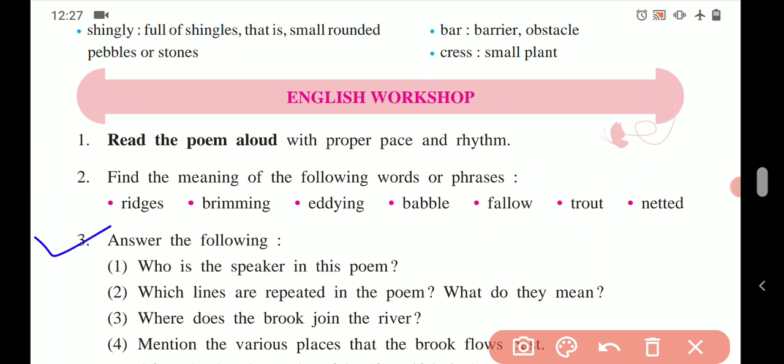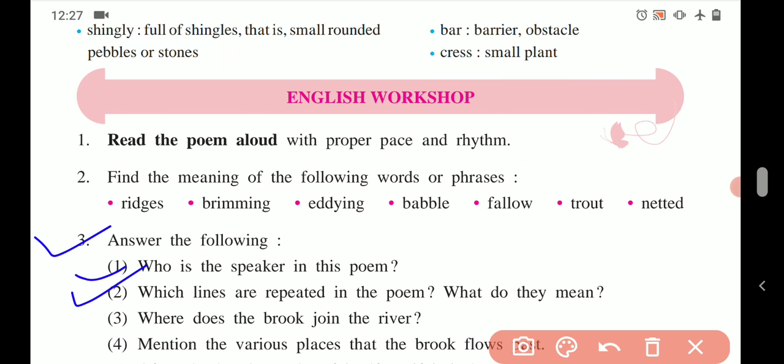Next, third activity, answer the following. First, who is the speaker in this poem? What do you think? Who is speaking? Is there any person? No. So the answer is in the title of the poem. The Brook. The Brook is the speaker in this poem.